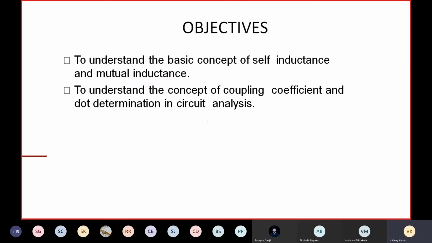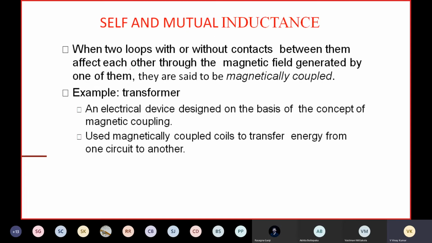Going to discuss magnetically coupled circuits. The objective is to understand the basic concept of self-inductance and mutual inductance, to understand the concept of coupling quotient and dot convention in circuit diagram. Coming to self and mutual inductance.